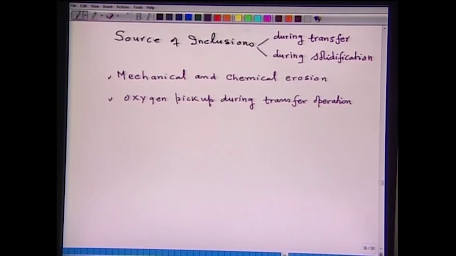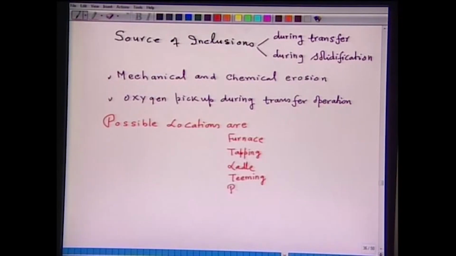Now, if we want to identify the location, then possible locations are furnace, tapping, that is the so called tapping stream, then ladle, teeming, that is the teeming stream, then pouring stream, then mold, or they can also occur during heat treatment and rolling operation.